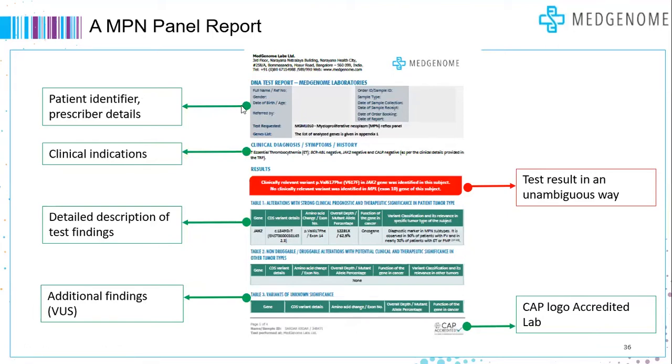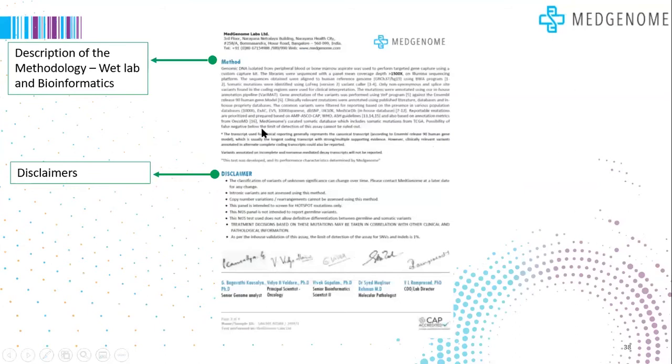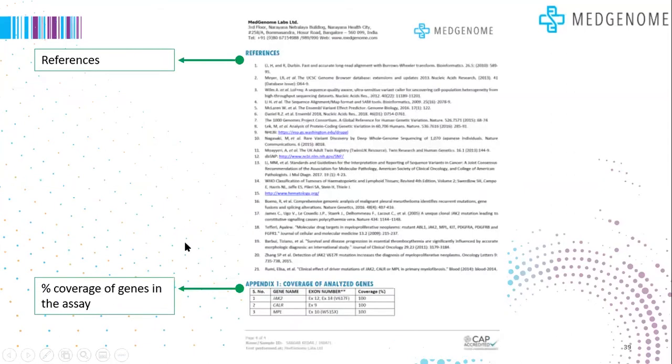In the second page, you have the details of the variant. What is the variant? What is the clinical significance? What are all the clinical trials that have taken place? And then we give a detailed description of the methodology, both the lab work as well as the informatic work. And we give the disclaimers followed by the signatories. Then you have the references, and as an appendix, we give the percentage coverage of the gene in this assay.